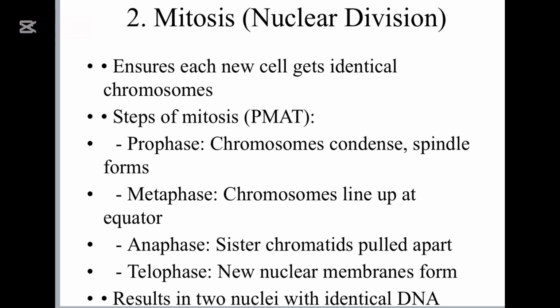Telophase. Now, what occurs at the prophase? Chromosomes condense and spindle fibers are formed. At the metaphase, chromosomes line up at the equator, and at the anaphase, sister chromatids are pulled apart. Telophase involves a new nuclear membrane being formed, which then leads to the formation of the nucleus, and after that, the cell divides by a process known as what? Cytokinesis into 2 identical daughter cells.